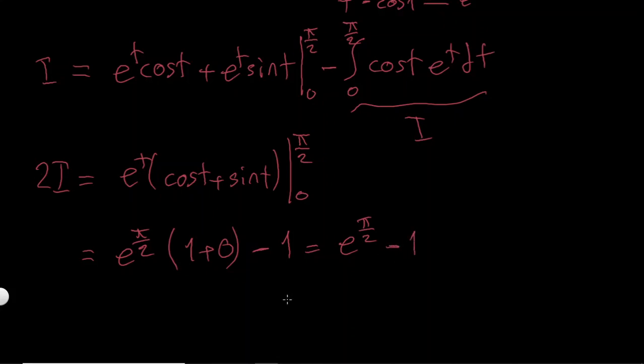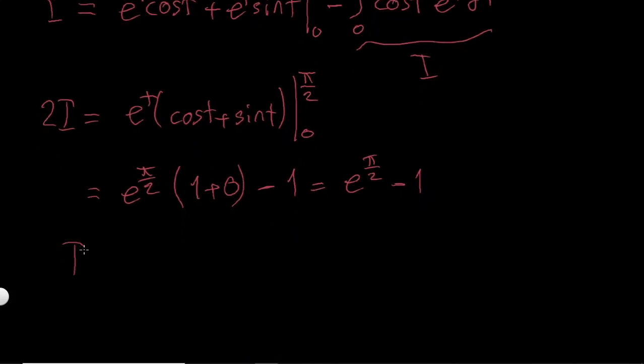And now if I divide both sides by 2, I will get I is equal to e to the pi over 2 minus 1, over 2. And that's the end of it. So yeah.